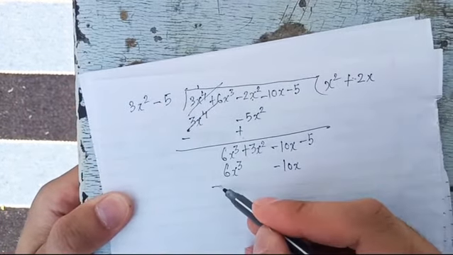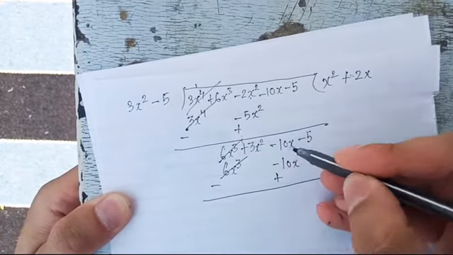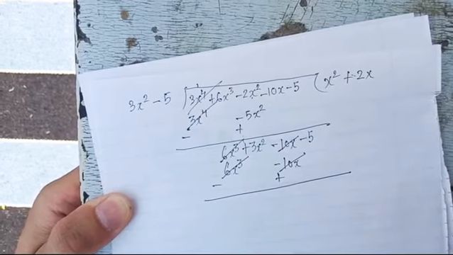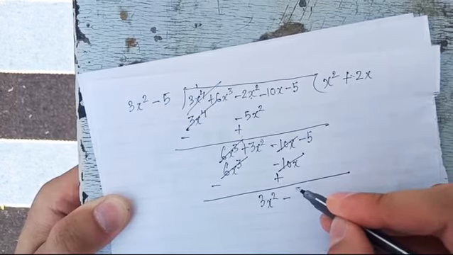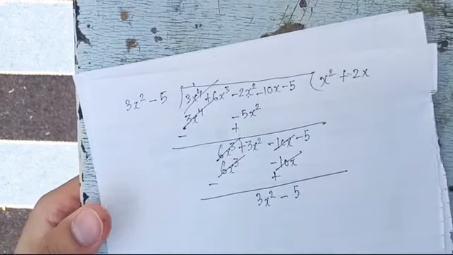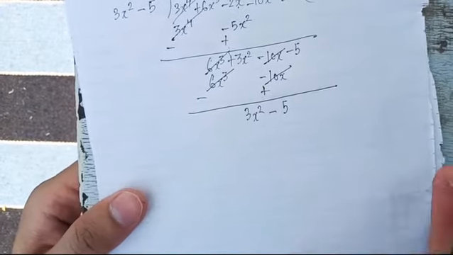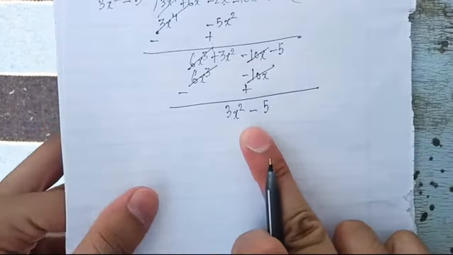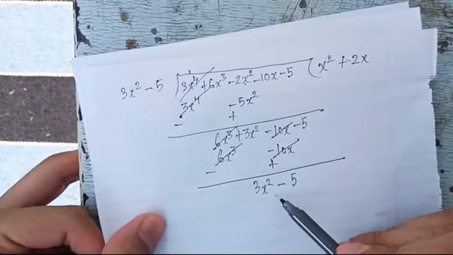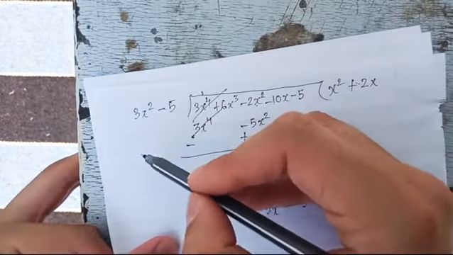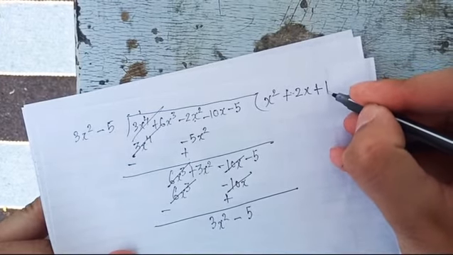Now solving them, minus plus, they will cancel out. Minus 10x plus 10x will cancel out. And what will remain? 3x square minus 5. Now you see the remainder, that is not a remainder, since here also 3x square minus 5, and here also 3x square minus 5, both are equal. So we only need to multiply it with 1, so plus 1 over here.